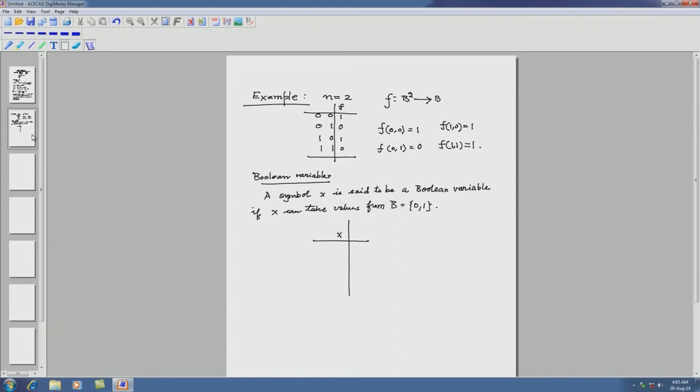Now we look again at the table that we have already discussed in the context of the function f. Each coordinate point of B2 can be assigned to a Boolean variable. So, we rewrite the same table like this. We assign the Boolean variable x1 to the leftmost coordinate and x2 to the rightmost coordinate. So, we get the values like this: 0, 0, 0, 1, 1, 0 and 1, 1. And now, the function f can be thought of as a function on x1 and x2, and its values are 0, 1, 1, 0.